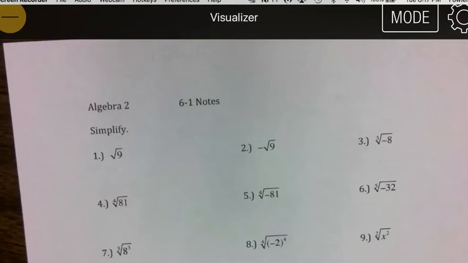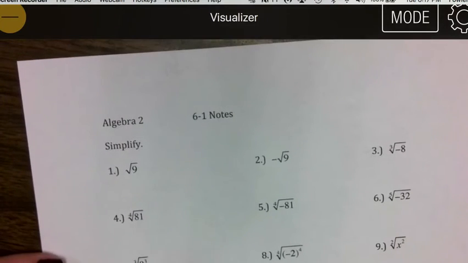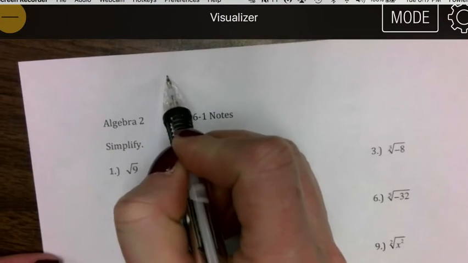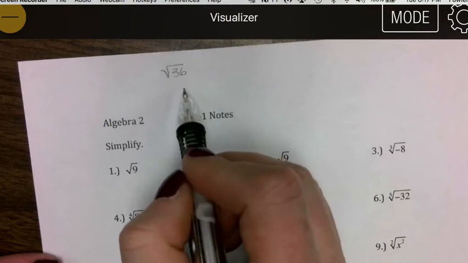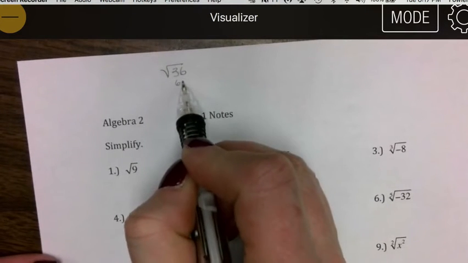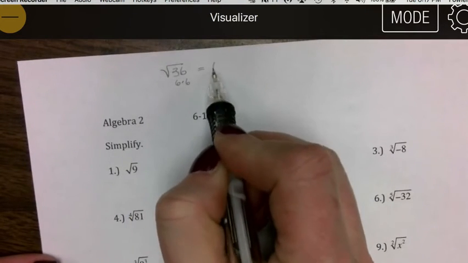Chapter 6 is irrational and complex numbers. In section 6.1, we're going to talk about the roots of real numbers. To start it off, we're just going to define what a square root is. Anytime you think of a square root, like the square root of 36, you think of what times itself will give you 36.